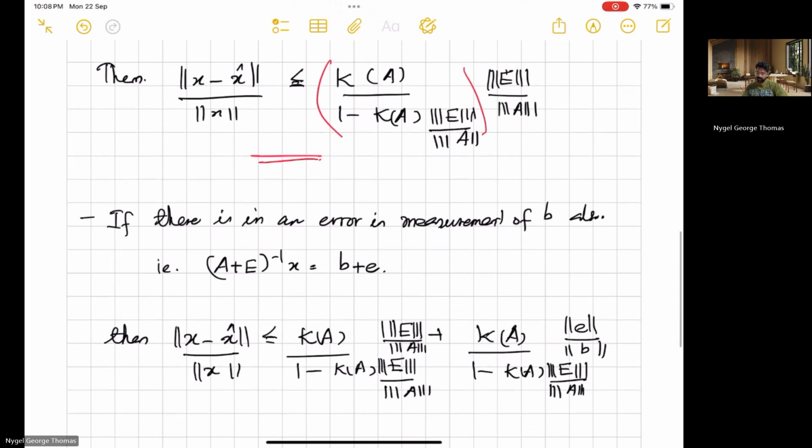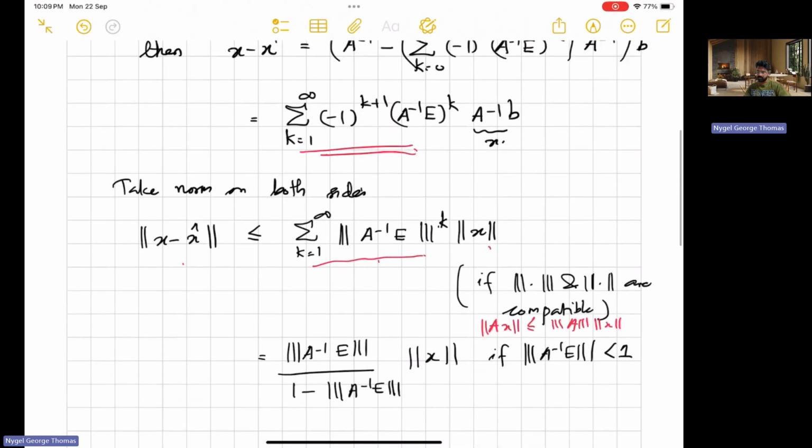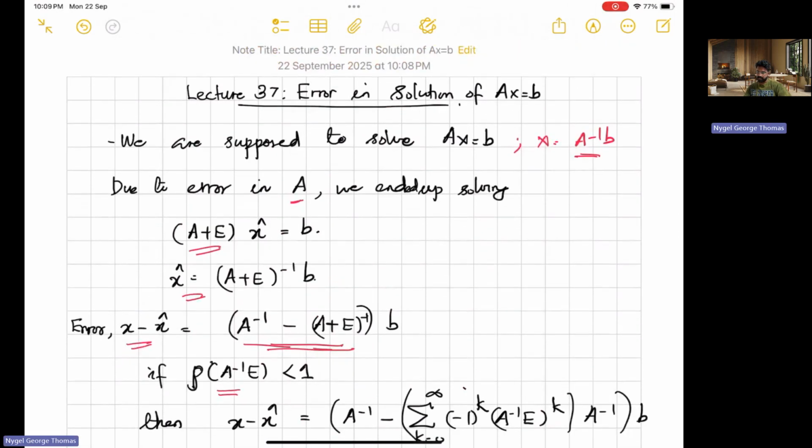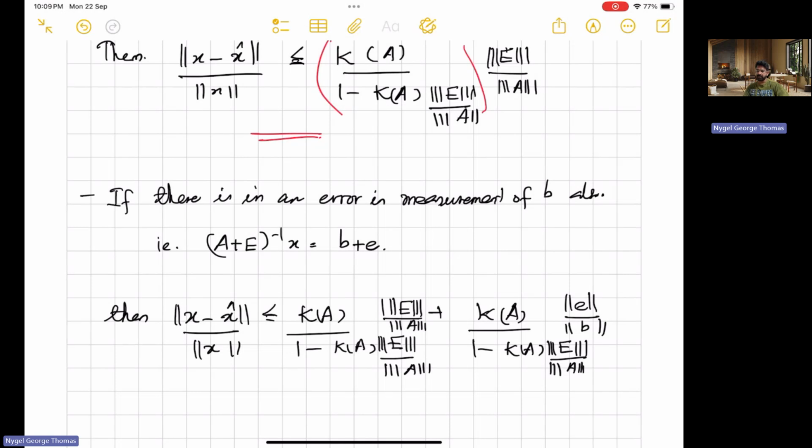Now this has a slight modification also. This is the case where the right hand side b was non-erroneous. Suppose there is an error in finding b also. Instead of b, we had b plus a perturbation. In that case, there is one more term, an additional term, which is kappa of A divided by 1 minus kappa of A into norm of E divided by norm of A, and in the numerator, we'll have the vector norm of the perturbation divided by the vector norm of b. Okay, so that is the error which we have for solutions.